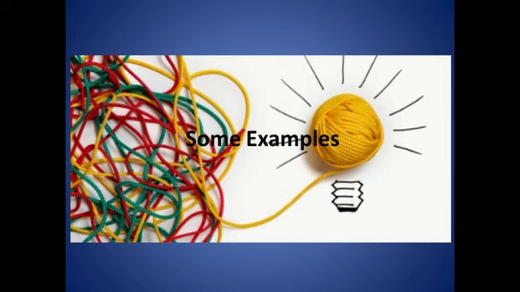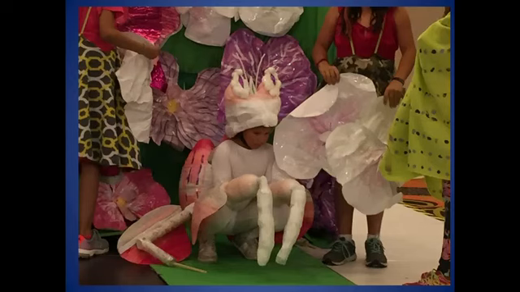So let's look at some examples. Obviously, we can't look at some examples of music and dance, but we can look at some very visual examples that will help you. This is an example of a team from Homestead in 2016 where they used a lot of their costumes and their scenery as team choice elements.